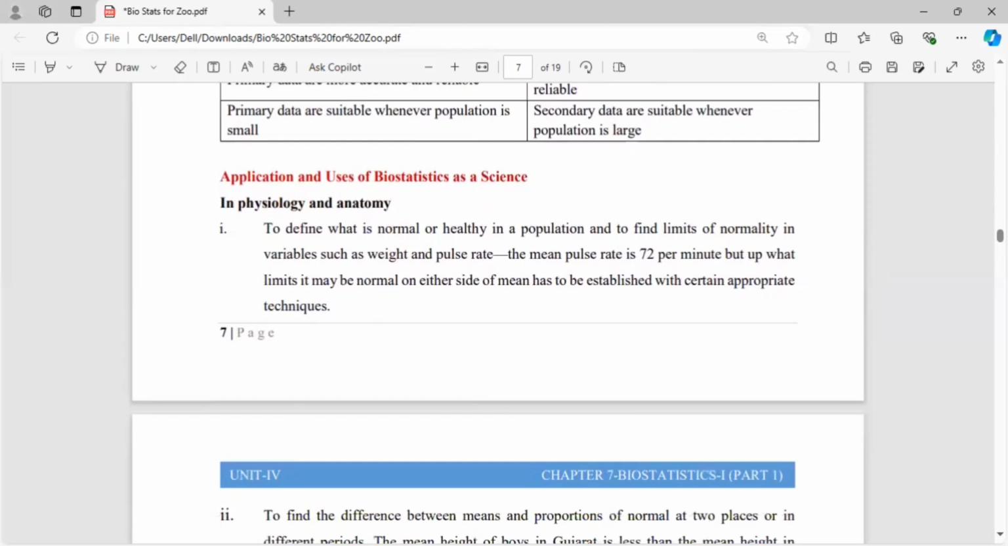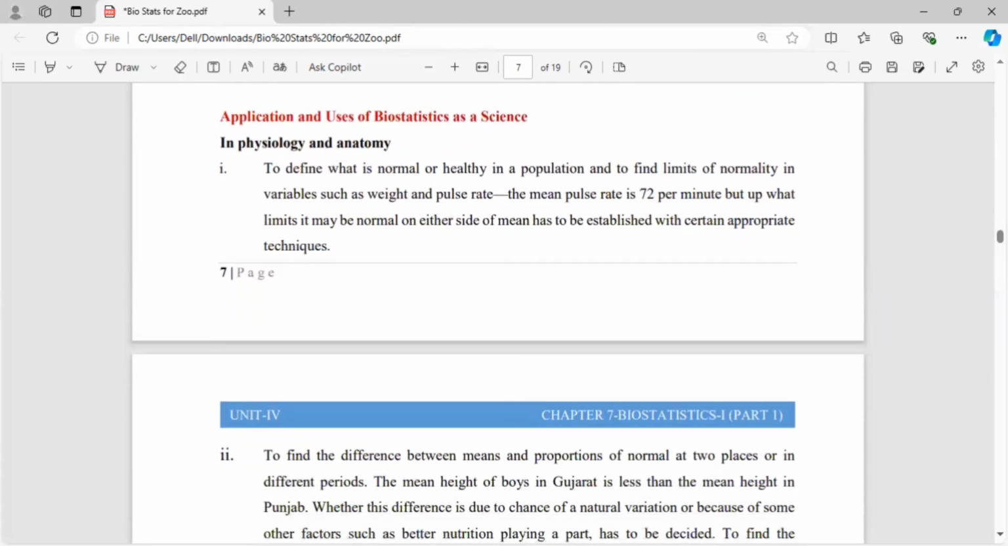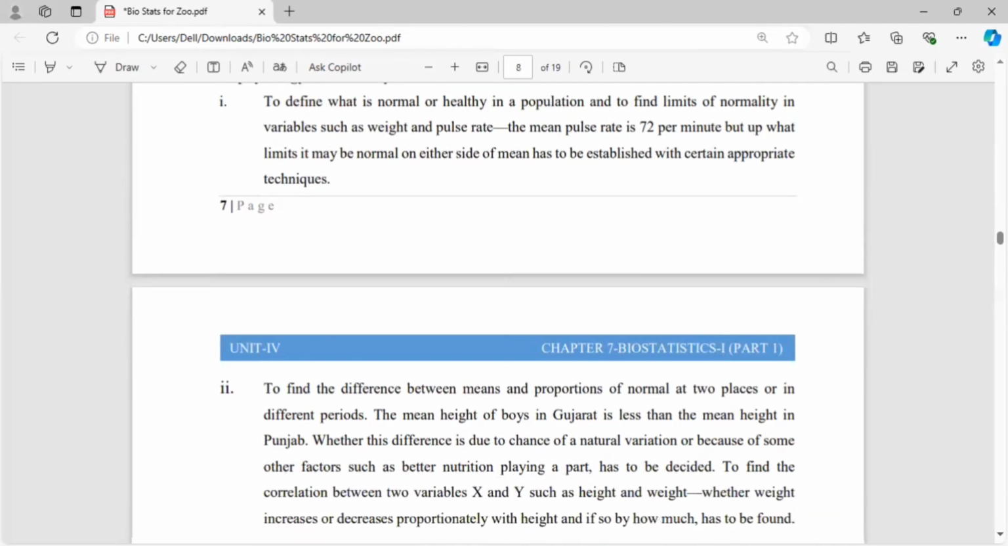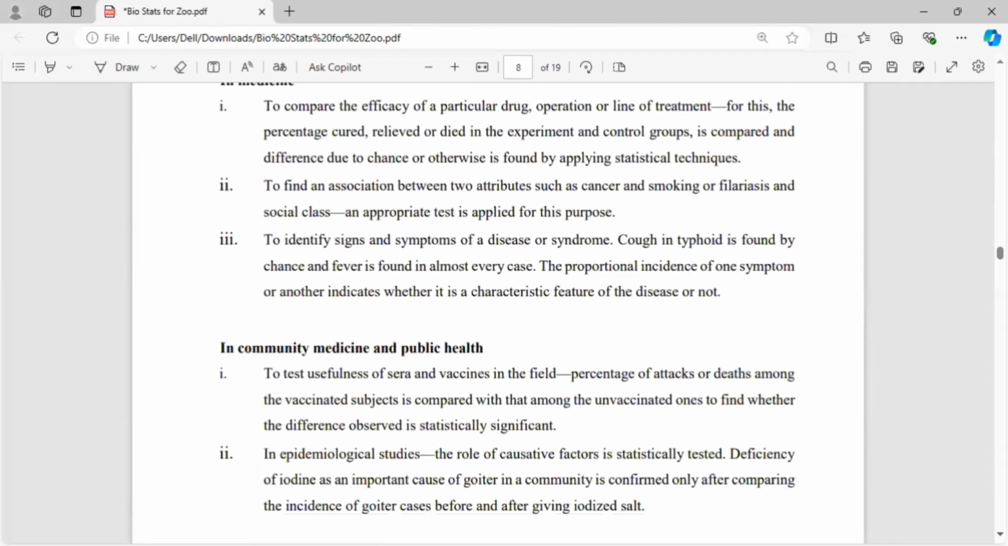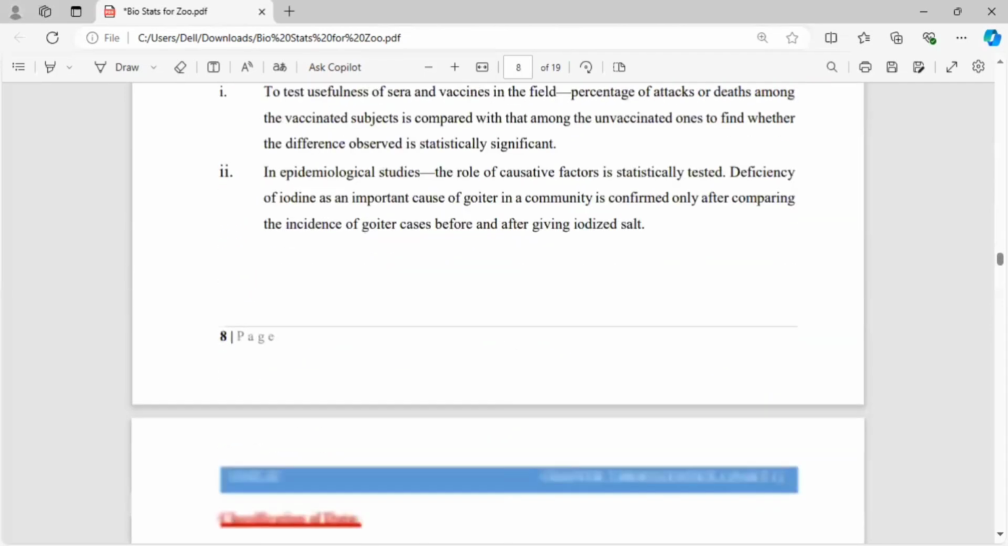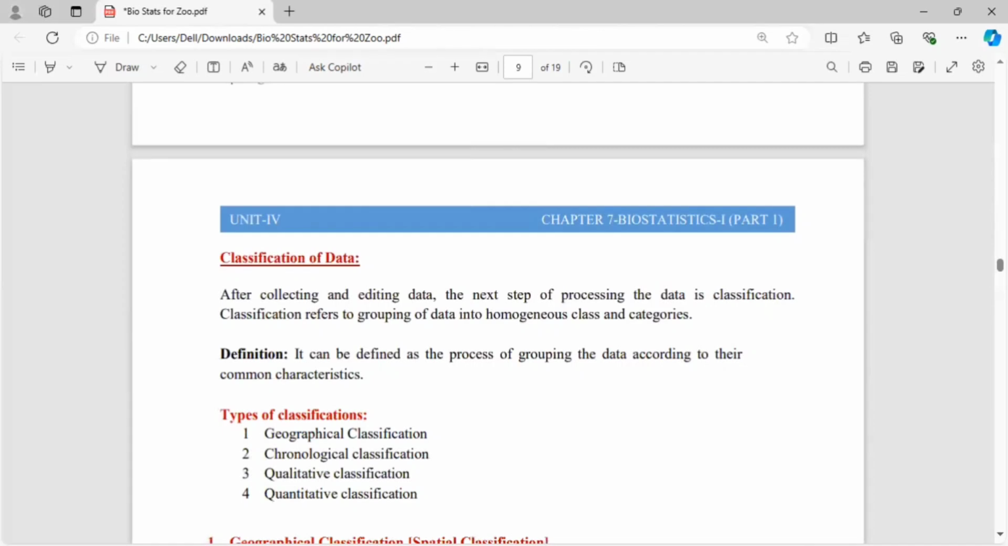Then we discussed the applications and uses of biostatistics as a science. It means, in science, what are the uses of biostatistics? We have so many important areas such as psychology and anatomy, then pharmacology, in medicine, in community medicine and public health. We have some day-to-day life applications.